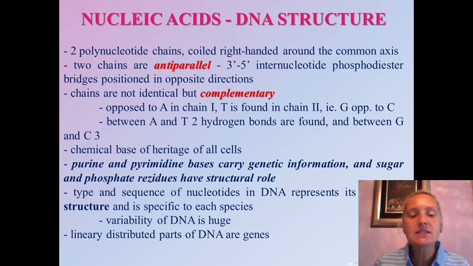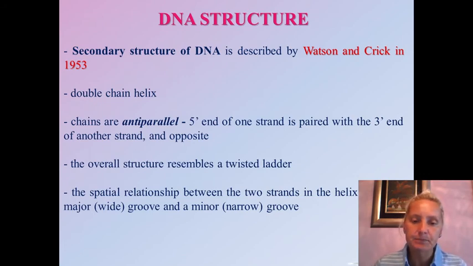So the type and sequence of nucleotides in the DNA represents the primary structure, like the sequence of amino acids in a protein, and it's specific to each species. It is important to emphasize that the variability of DNA is huge, and every one of us has a specific DNA sequence or nucleotide sequence in our DNA. Those linear parts of the DNA molecule are marked as genes.